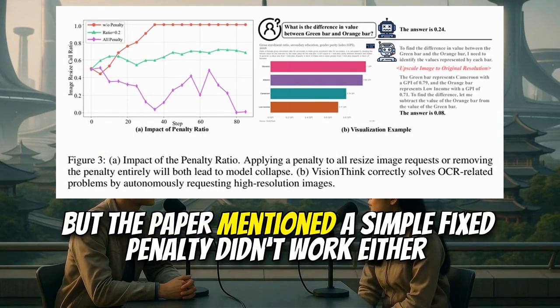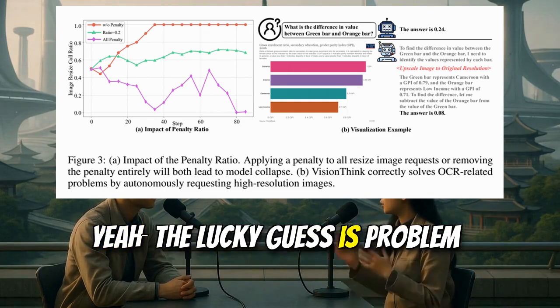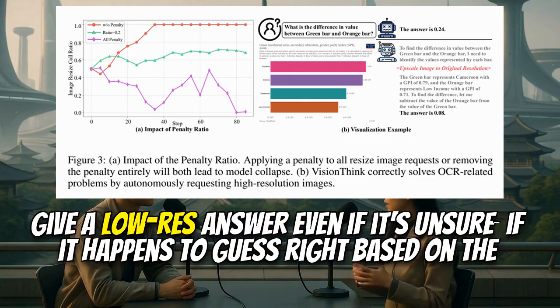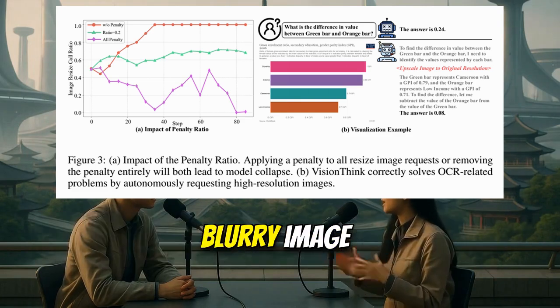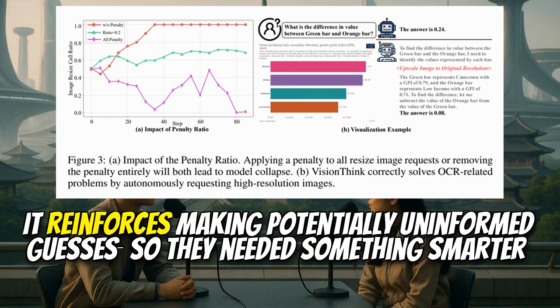But the paper mentioned a simple fixed penalty didn't work either. It caused this weird collapse. Yeah, the lucky guesses problem. If you penalize high-res requests too much with a fixed penalty, the model might just give a low-res answer even if it's unsure, if it happens to guess right based on the blurry image. It gets rewarded for bad behavior. Precisely. It reinforces making potentially uninformed guesses, so they needed something smarter.